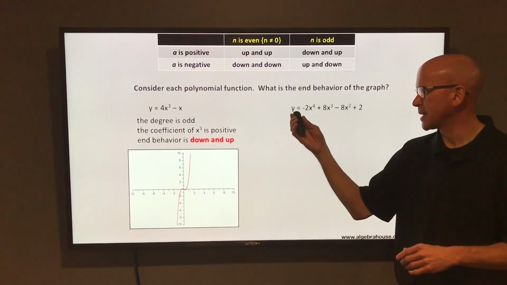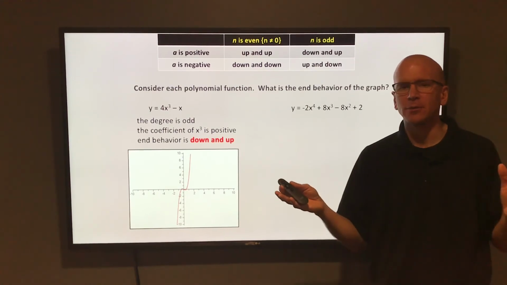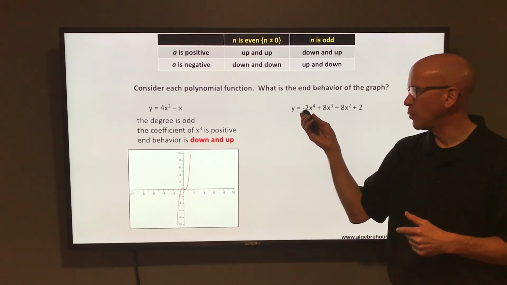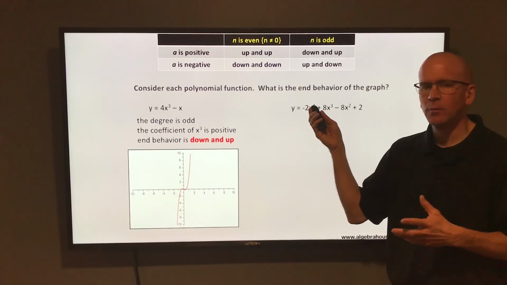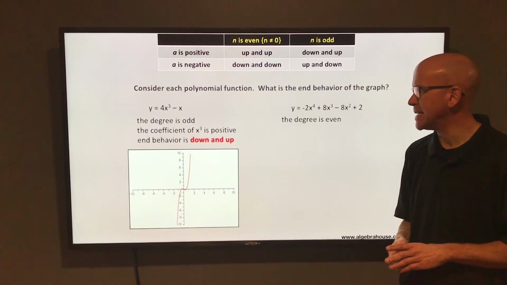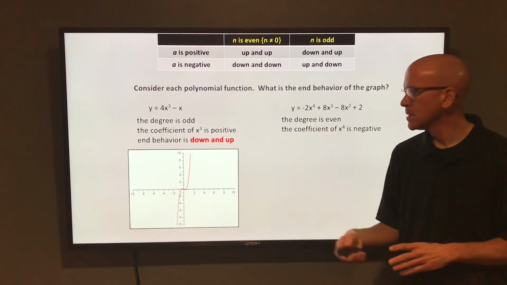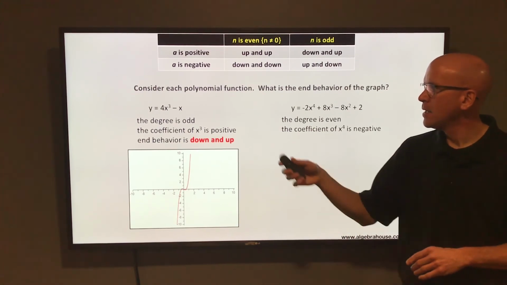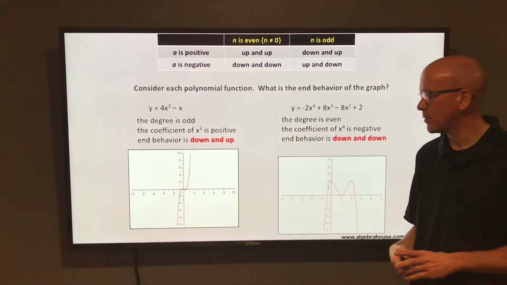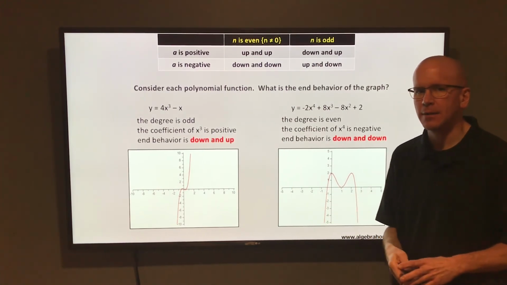Next up, y equals negative 2x to the fourth plus 8x to the third minus 8x squared plus 2. It doesn't matter how many terms there are. What matters is this leading term. Is the leading coefficient positive or negative? And what's the degree? Is it odd or even? So the leading coefficient here you can see is negative. The degree is even. The highest exponent is even. So with the leading coefficient being negative, the degree being even, it should be down on the left and down on the right. As you can see here, it's down on the left side and down on the right side.